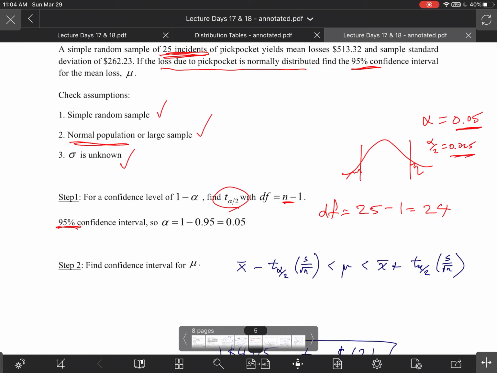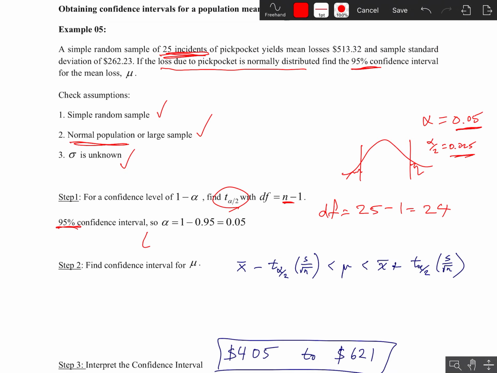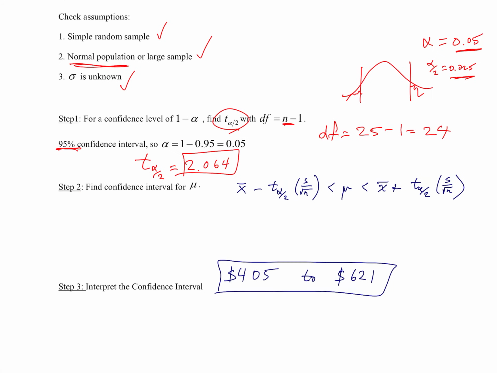So that means that if I come back up here, I will have a t-value, t sub alpha over 2, of 2.064. So that's the t-value that we get in step 1. Notice this is pretty similar to what we did with z-values. It's just that because our sample size is smaller than 30, we need to use this t-distribution and the t-table instead. But the rest of the problem is going to be very similar to what we did previously.